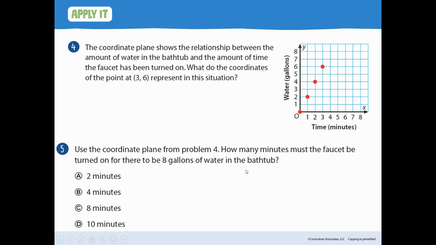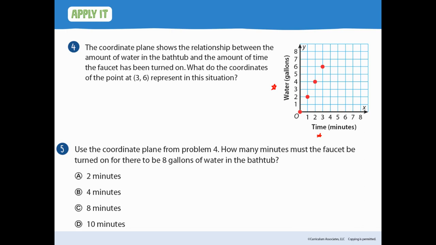Number 4, this coordinate plane shows the relationship between the amount of water in a bathtub and the amount of time the faucet has been turned on. What do the coordinates of the point 3, 6 represent in this situation? So a couple of things to notice here. Number 1, the bottom label here for the x-axis is time in minutes, and then for the y-axis, the label is water in gallons.